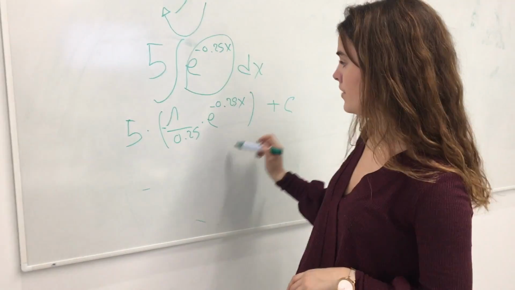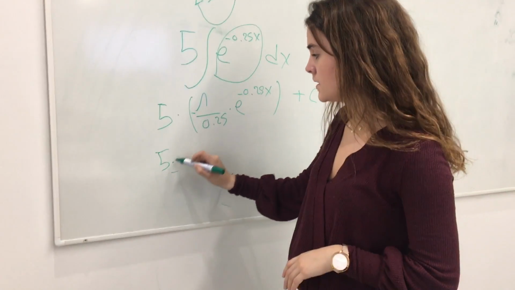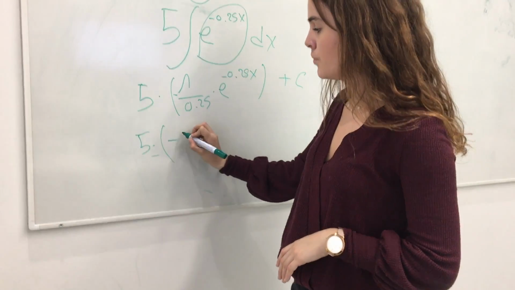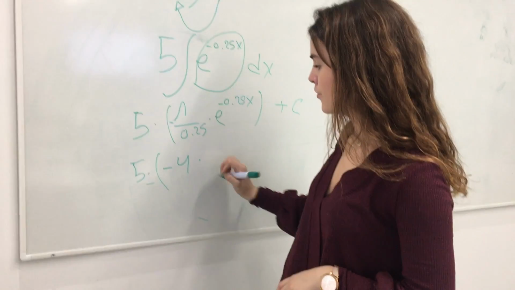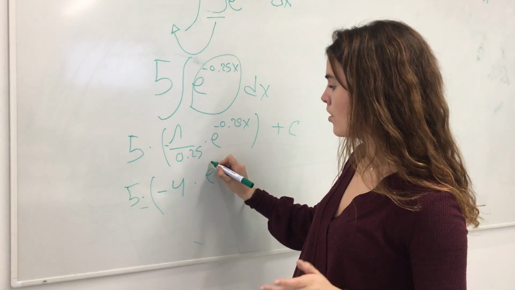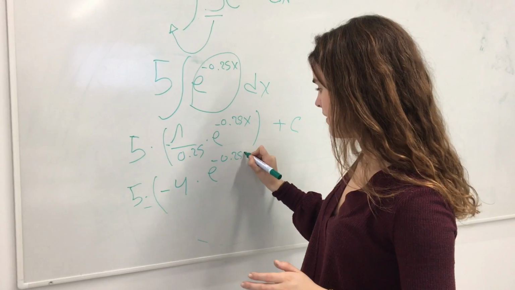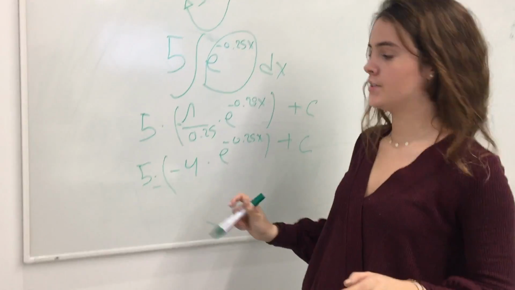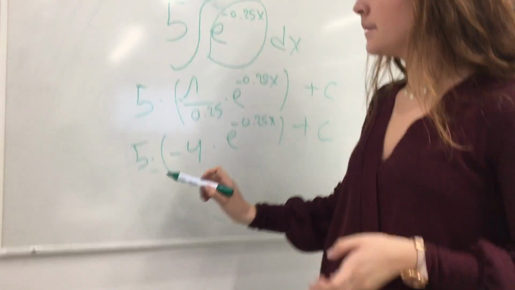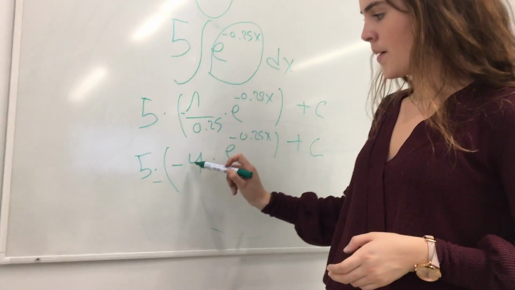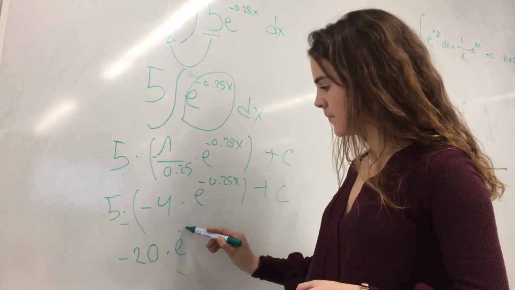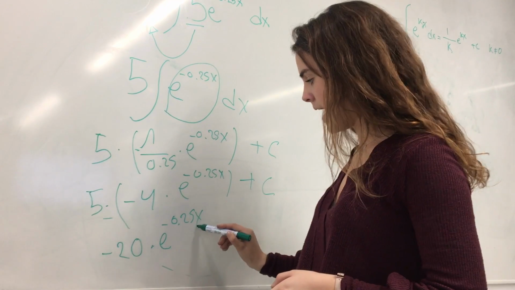Okay, so now we will solve this. 5 times minus 1 over 0.25 is equal to minus 4. Therefore, times e to the power of minus 0.25 times x plus c. Okay, so now we just have to simplify it by multiplying 5 by minus 4, which is minus 20, times e to the power of minus 0.25x plus the constant.